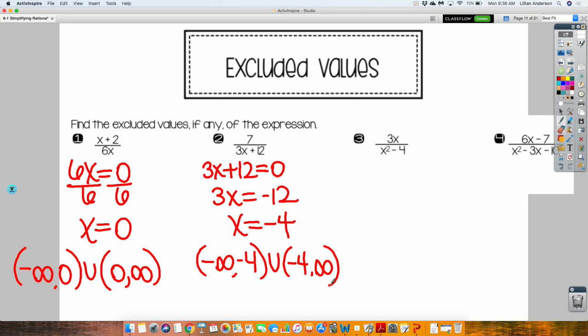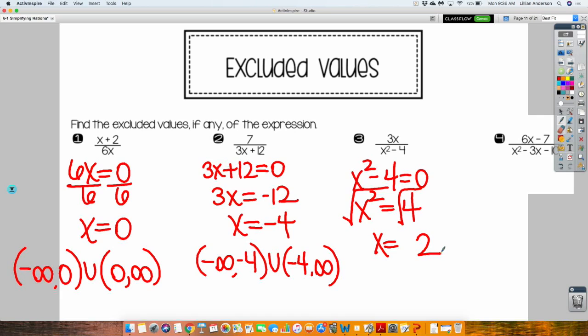What about number 3? If I set number 3 equal to 0, how do I solve this? I add 4, and then take the square root. Who remembers, when we take the square root in an equation like this, what's the answer? It would be the square root of 4. What's the square root of 4? Is it positive 2? Plus or minus 2. It's plus or minus 2.